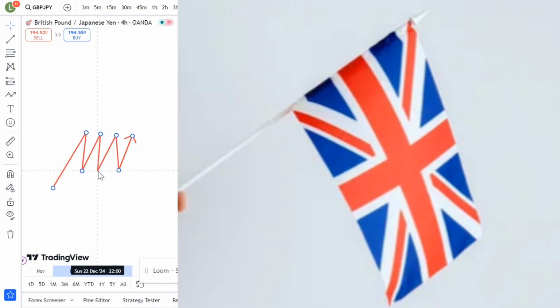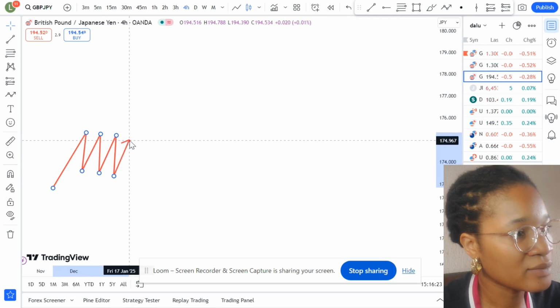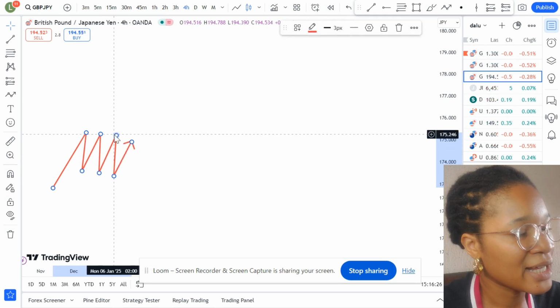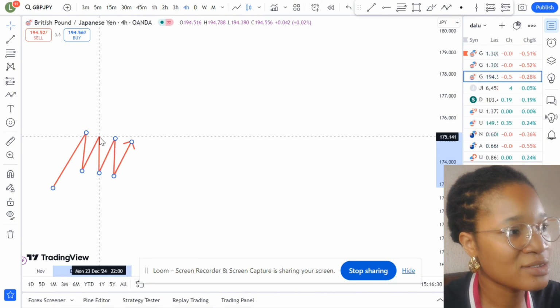So the bullish flag pattern is usually coming from a demand zone, right? Price has been buying and it's just giving some form of retracement, right?